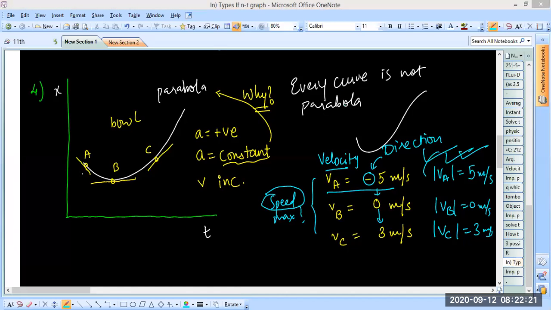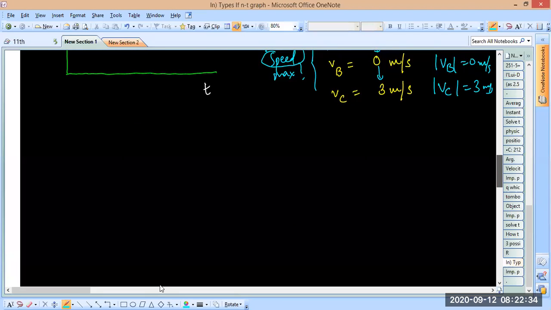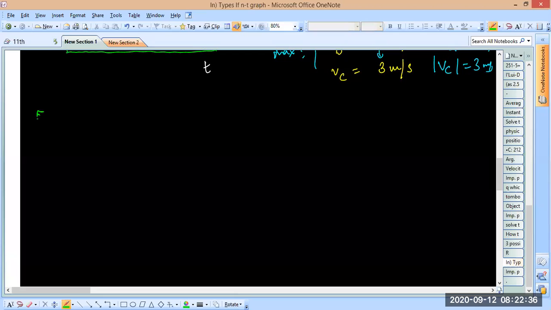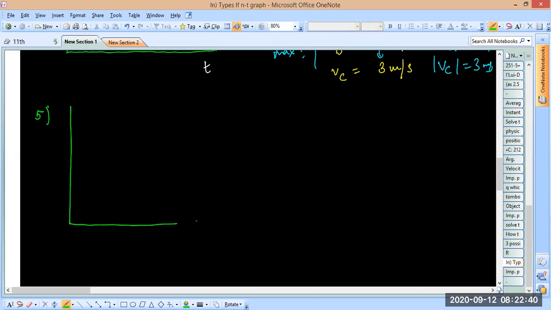Okay. Right. So V is increasing because acceleration is positive, right? That's what is going on here, or vice versa. Okay, let's go to next graph. Number 5. Please, everyone, remember all these cases, right? Please remember all these cases.